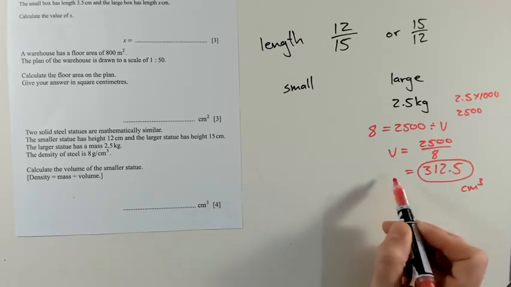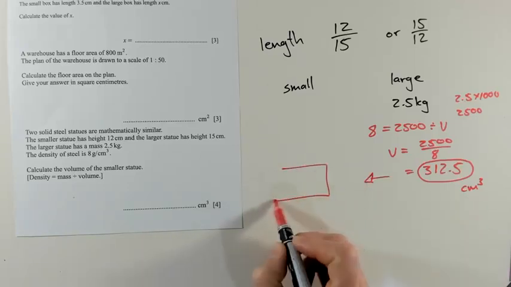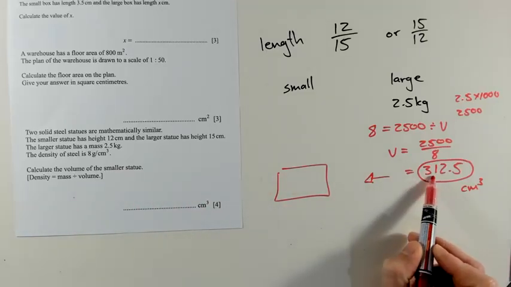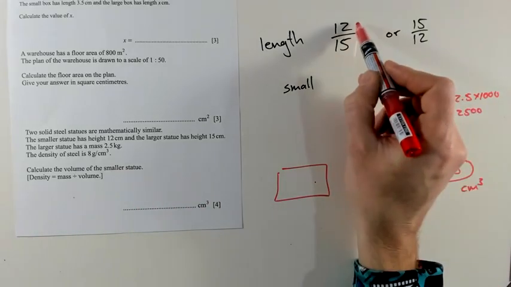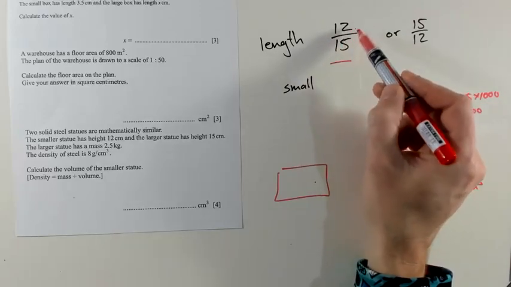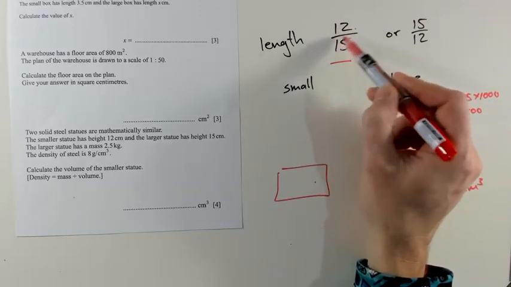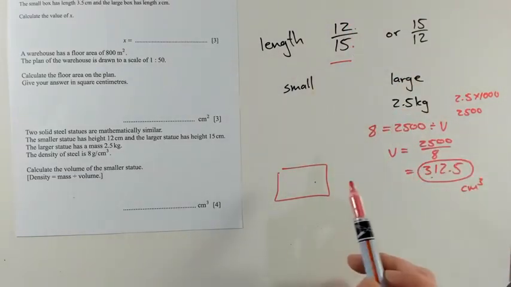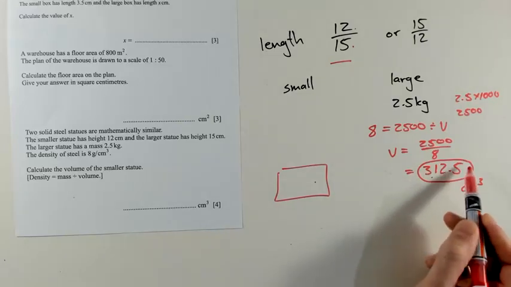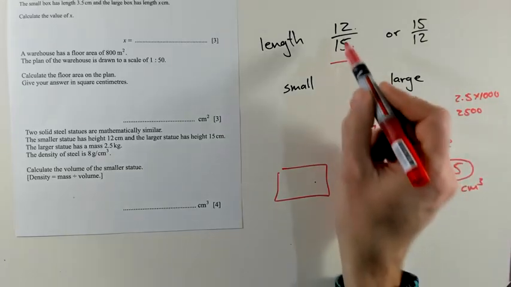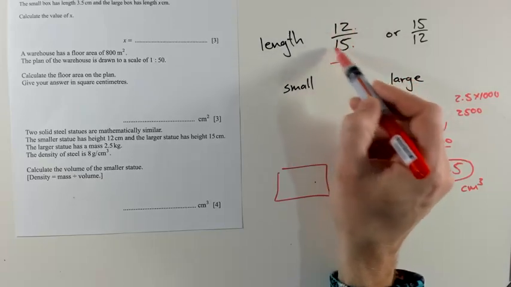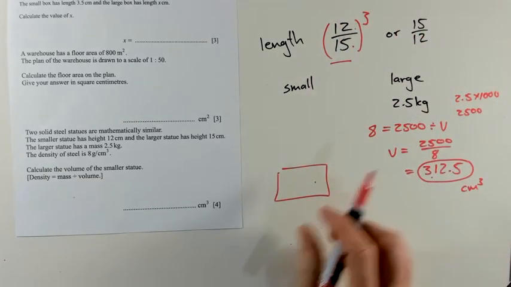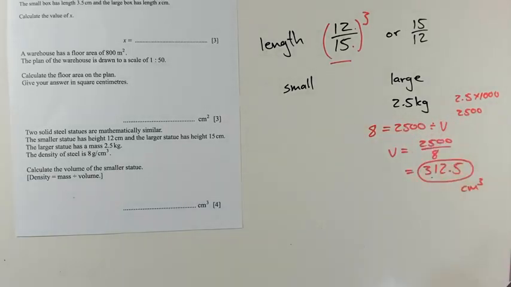But now I have to get to the smaller volume. They're saying calculate the volume of the smaller statue. Because I'm going from large to small, I'm going to choose this, because I can see the smaller number is at the top and the bigger number is at the bottom. If I multiply with this, it's less than 1, so the number should get smaller. So I'm definitely going to use the 12/15, but I have volume here, and that is for length. So in order to use my length for volume, I'm going to have to do this little trick. Let me rewrite that from left to right so that it makes a little more sense.